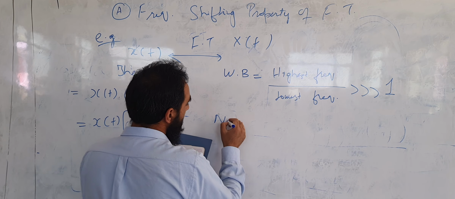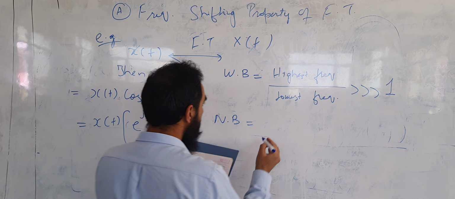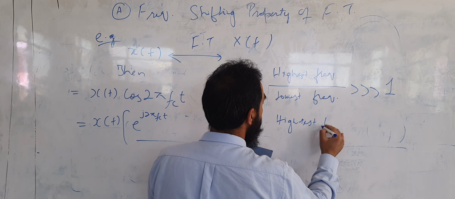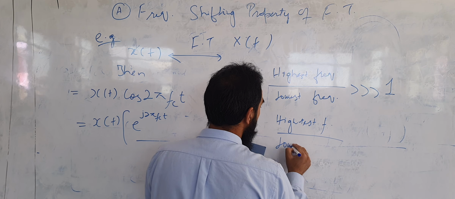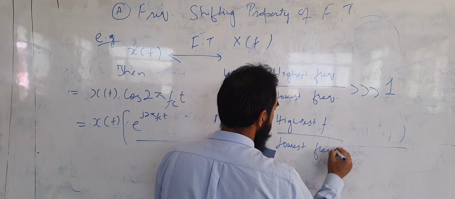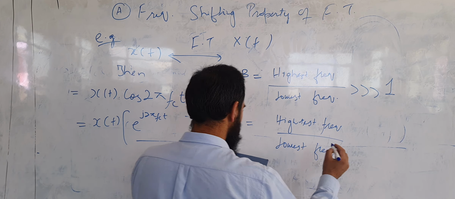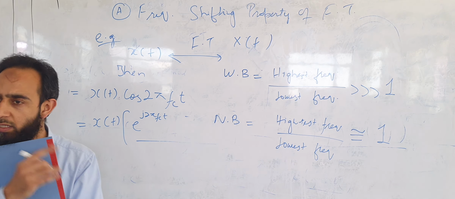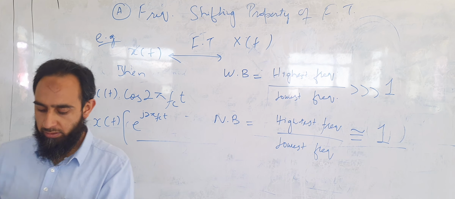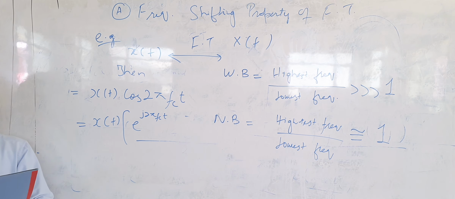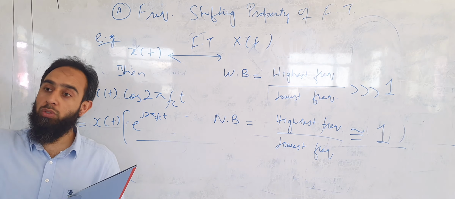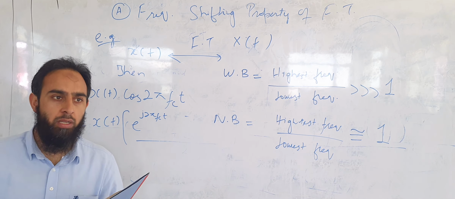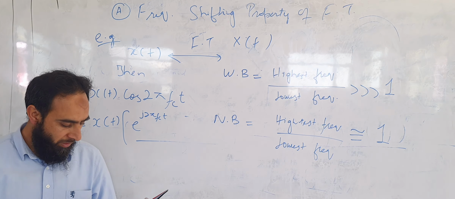So you say narrow band signal. You should take the ratio of the highest frequency divided by the lowest frequency. If it is approximately equal to 1, this becomes a narrow band signal, and above one is a wide band signal. Okay? When the ratio of the highest frequency divided by the lowest frequency of a particular signal is very, very large compared to 1, then it is called a wide band signal.